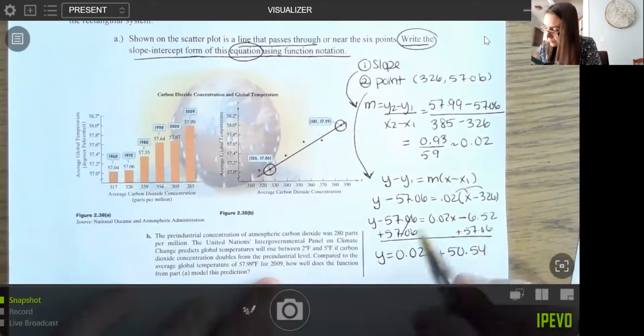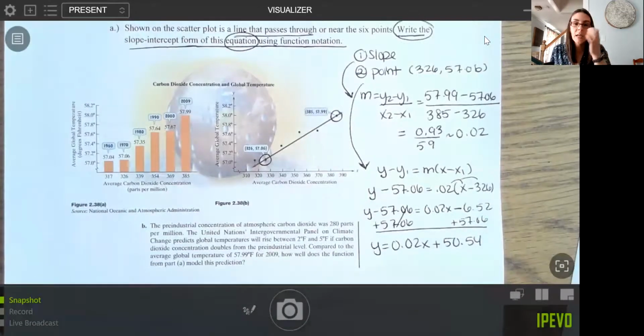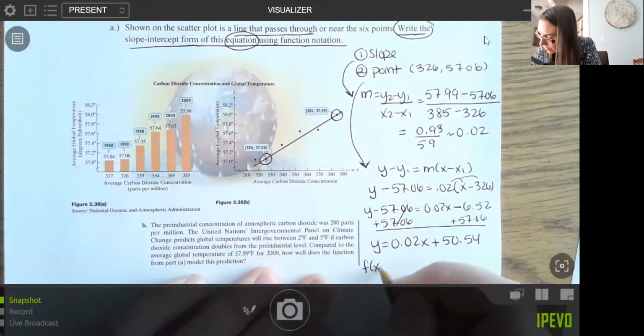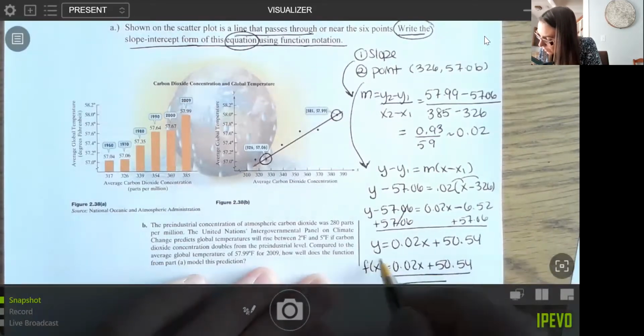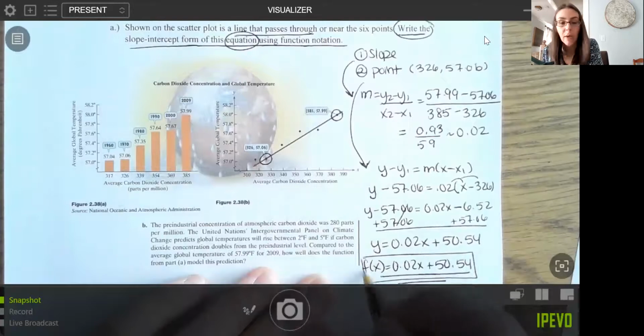Okay. So here's our linear equation. They do want us to use function notation here. So that's the last change I'm going to make. Instead of using y, I'm going to replace this with f of x. Okay. So this is my final equation.